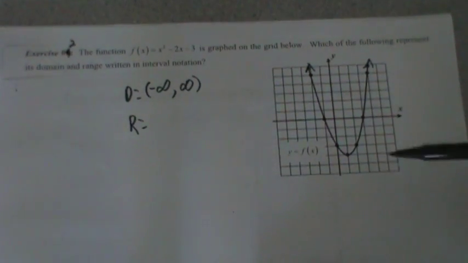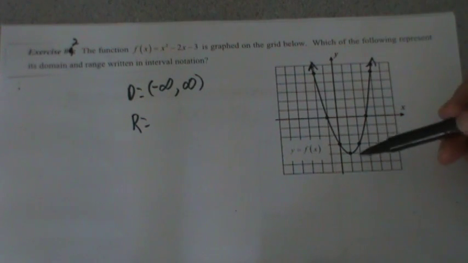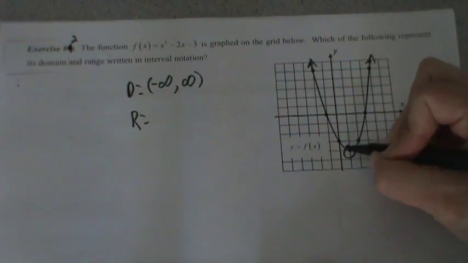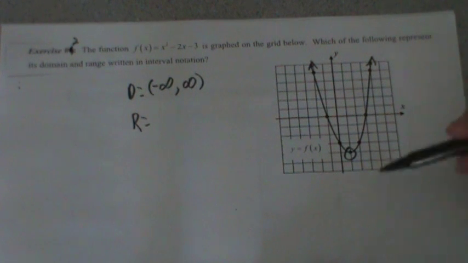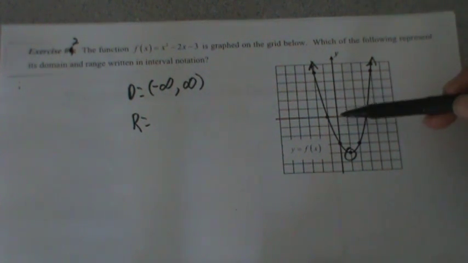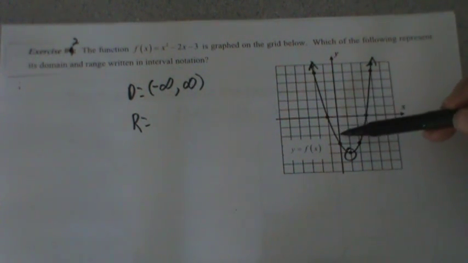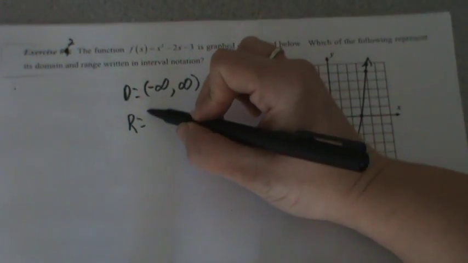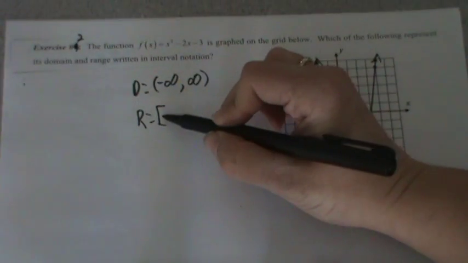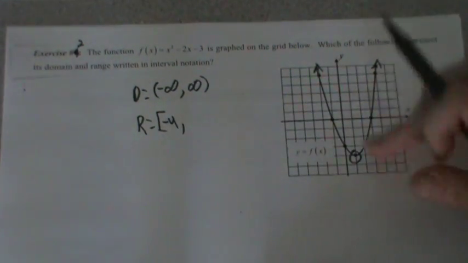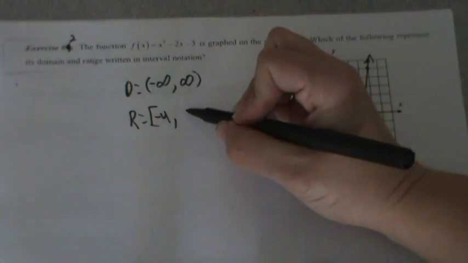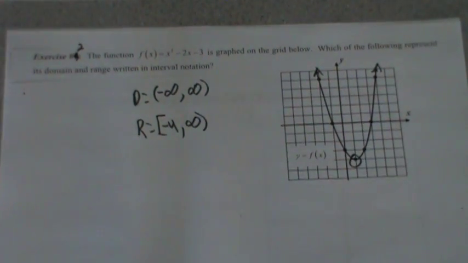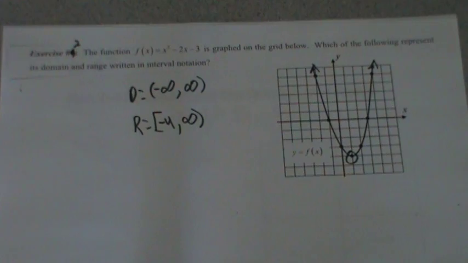Range. Range is up and down. This graph is only going up, but it does have a lowest point down here. Please remember range is y. If we're looking at y, we look at 1, 2, 3, 4, it's down at negative 4. It's a closed circle, so I have a bracket, it's at negative 4, and then since it keeps on going up forever and ever, it goes from negative 4 to infinity. Again, notice this one I end with a parenthesis instead of a bracket.